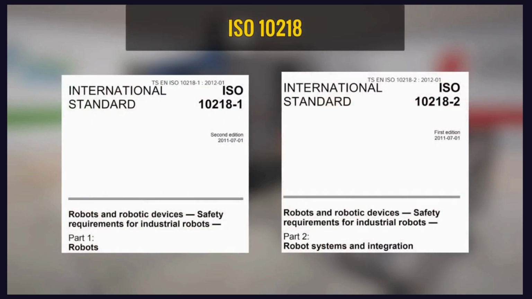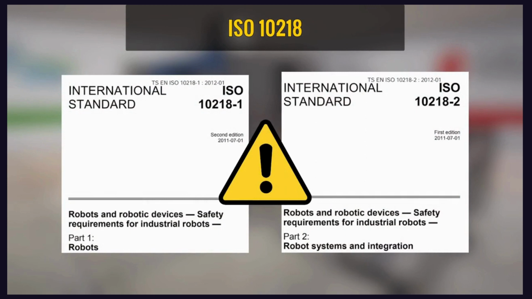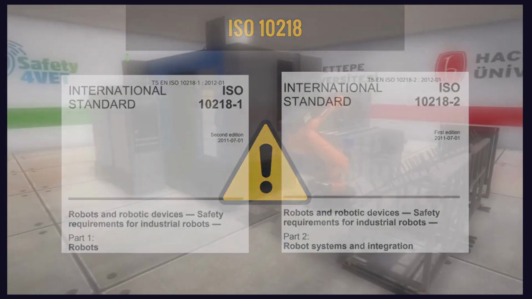The safety assessment of industrial robots and integrated systems is conducted in accordance with the requirements specified in ISO 10218. This training content has been developed to be suitable for a system that works in conjunction with a robot. The safety assessment may vary for different robot systems.